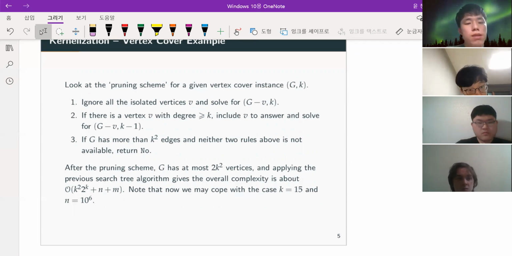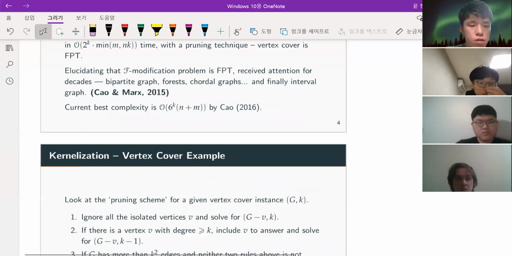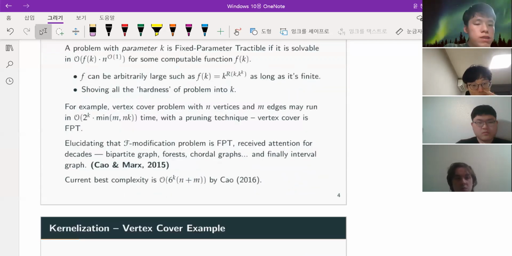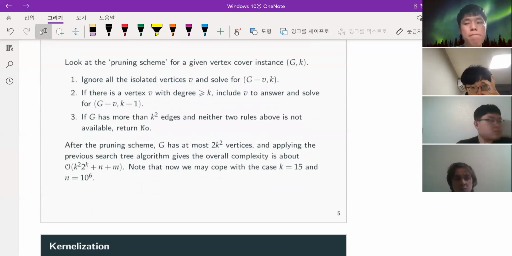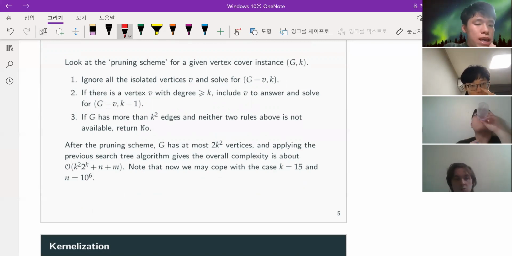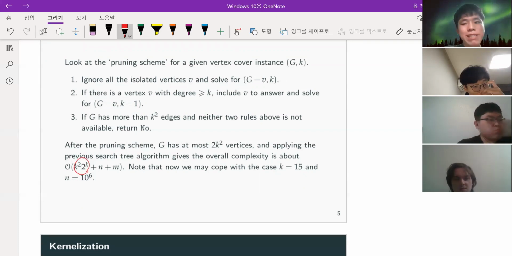Since there are no more than k squared edges, and vertices are always smaller than 2 times the number of edges. So applying the previous FPT-like algorithm, the vertex cover problem can be solved in k squared 2 to the k plus n plus m time. So we can notice that the complexity about k is concentrated in one term. So we now may cope with the case with small k and arbitrarily large n.